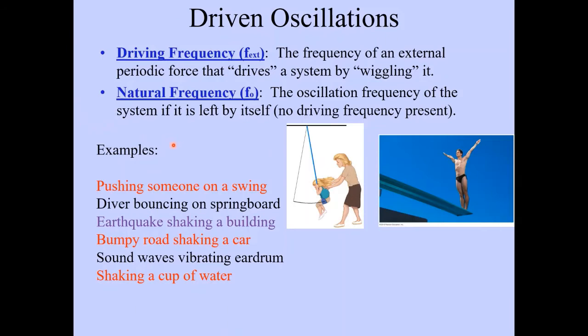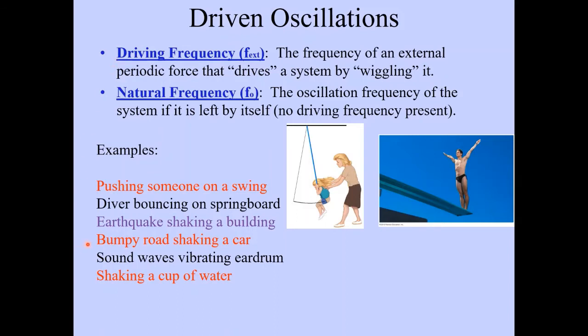So to make this very clear, here are some examples that are pretty common. When you push someone on a swing like this, the person here is the driving force that's going to be pushing the child at some frequency. And we'll talk about resonance soon. When a diver jumps up and down on the springboard, that's the driving frequency. An earthquake has its own frequency as it shakes through the ground. And when an earthquake shakes a building, for example, the earthquake is producing the driving frequency.